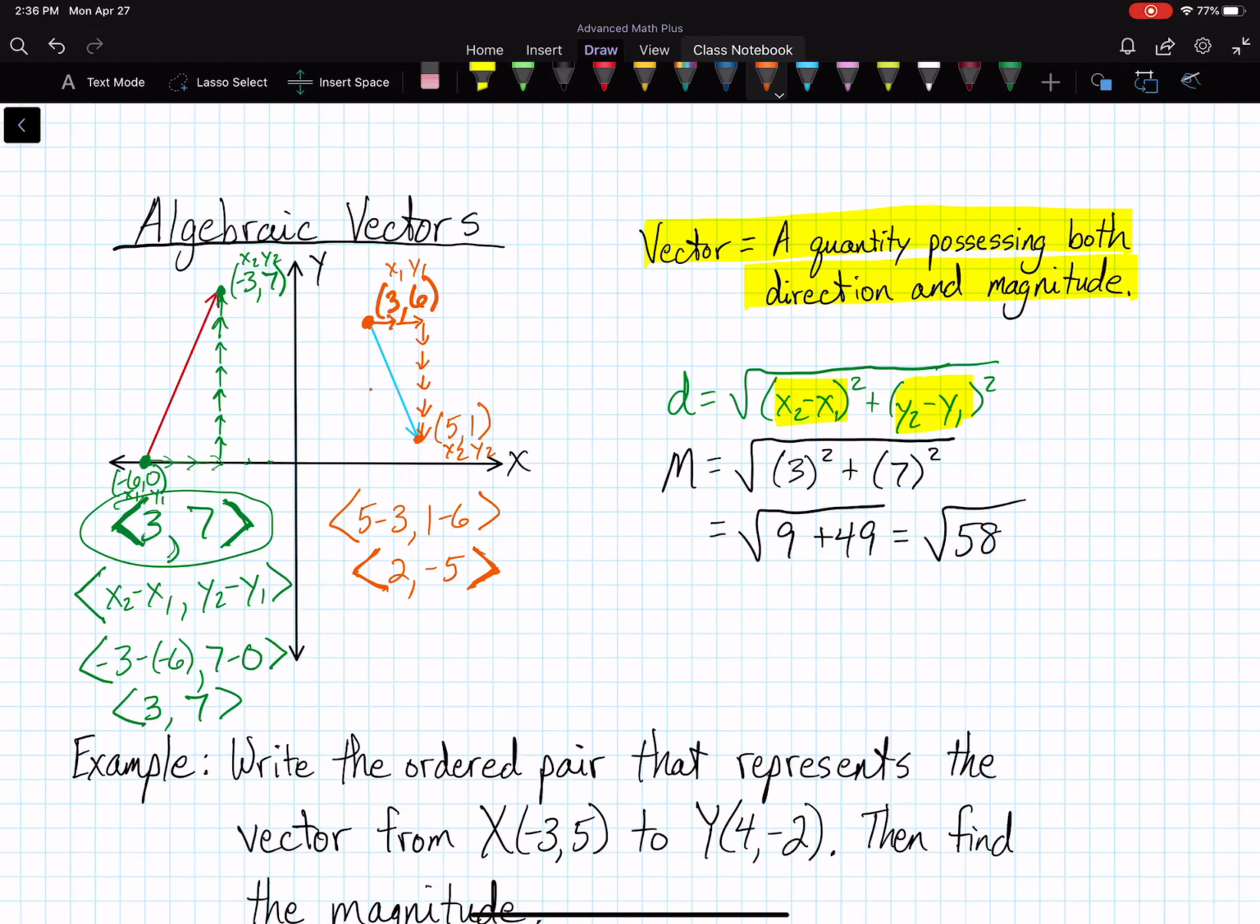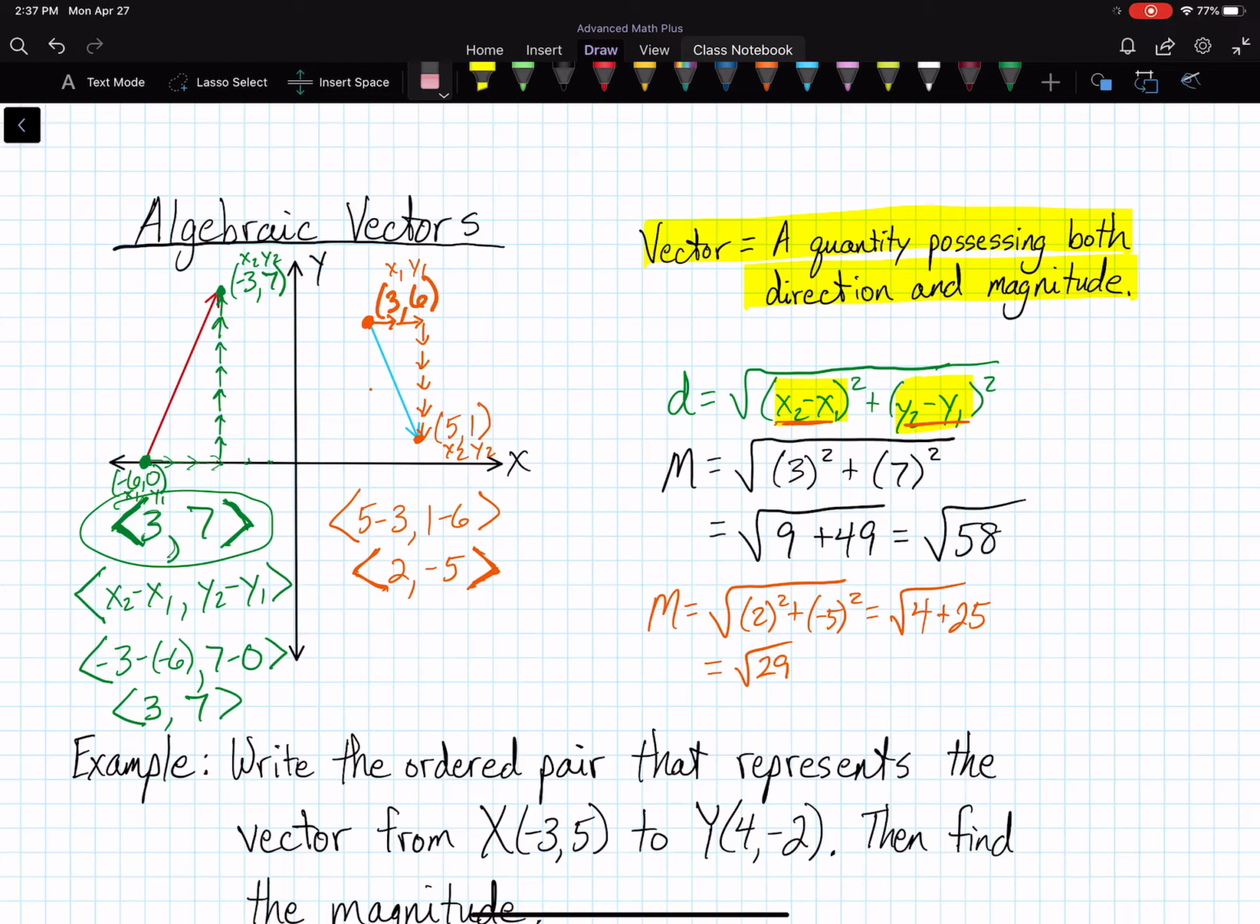Okay, if we wanted to get the magnitude of this one, we take our vector, 2 squared plus negative 5 squared. That is the square root of 4 plus 25, square root of 29. Very, very simple. Okay, so basically your magnitude is just the distance formula. You have to make sure, though, you do the second point minus the first point. Okay, if you don't, you're going to mess up. Okay, your magnitude will be correct, but your vector will be incorrect.